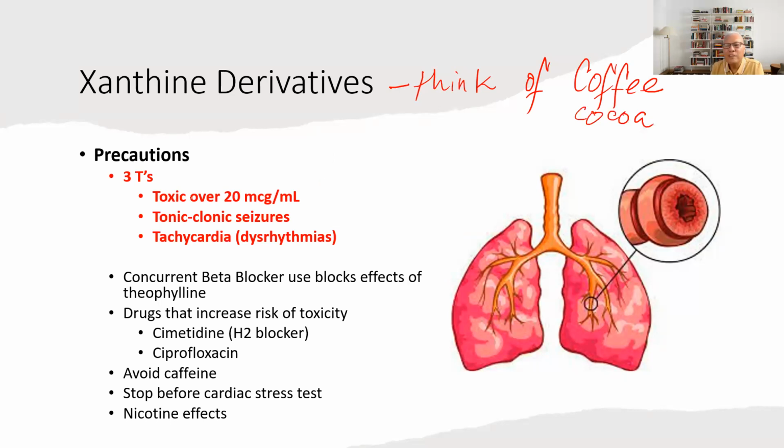Okay, so the other thing that we do not want to forget in these drugs is the 3 T's. And what are those 3 T's? They're toxic anytime they're 20 mics per milliliter. So we always have to get blood levels whenever you are giving aminophylline. And obviously, if the blood level is 20 micrograms per milliliter, that means the patient is toxic. And it could cause tonic-clonic seizures whenever there is toxicity. And then, of course, tachycardia as well as dysrhythmias are going to be very common.